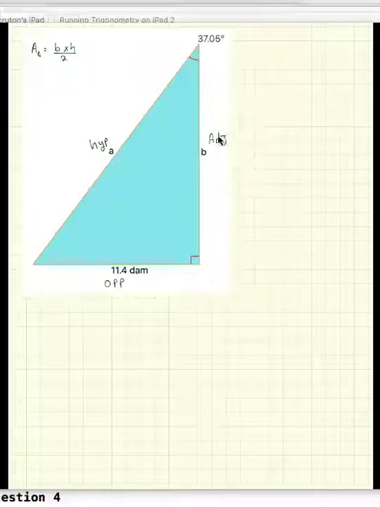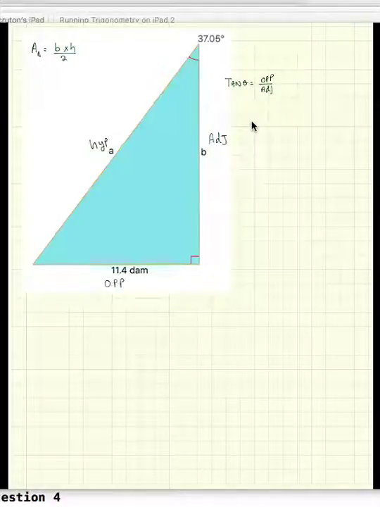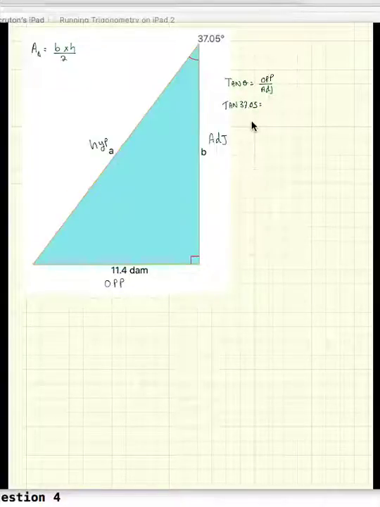All right, so we want to find the adjacent, and we're given the opposite. And opposite over adjacent is tangent. So we're going to use our tangent ratio. So tangent of theta is the opposite side divided by the adjacent side. Then I'm just going to fill in what we know. Theta is 37.05 degrees. So the tangent of 37.05 is equal to the opposite side, which is 11.4, divided by the adjacent side, which is b. Okay, so that's our unknown.